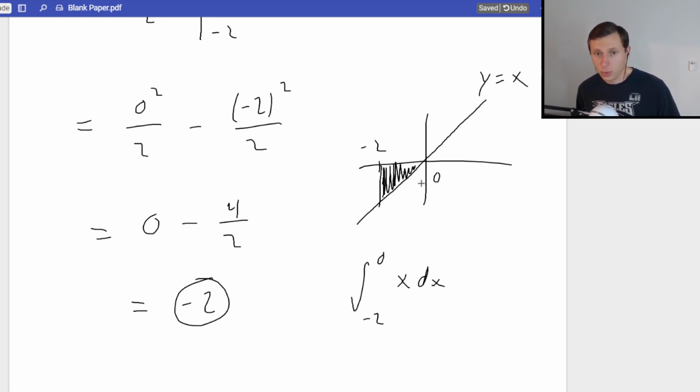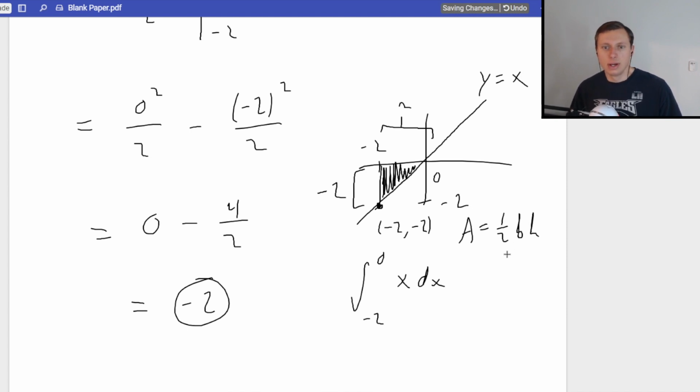So just to quickly prove that this is right, well, this is just a triangle, right? And hopefully we all know the area of a triangle. Area equals 1/2 base times height. So the base is going to be 2. The height is going to be -2, because that point right there is (-2, -2), since the line is y equals x. So I have a height of -2 and a length of 2. We're going to get an area of 1/2 times 2 times -2. That area is equal to -2, which is exactly what we got using the integral. Any questions?